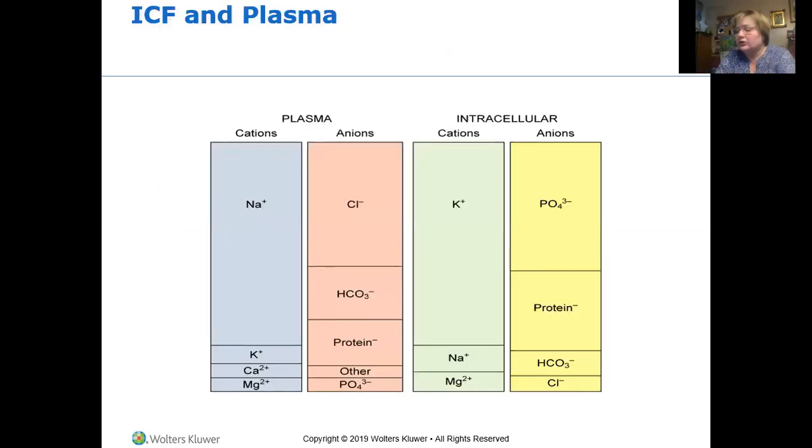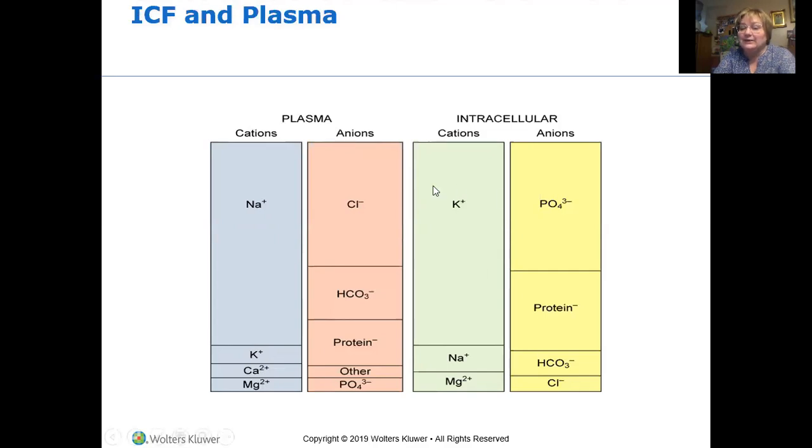And there's a picture similar to this in your book. It's a similar picture on page 1558. This is basically showing you outside of the cell. Remember, plasma is outside of the cell, but within the vascular system. So sodium is very prevalent. Again, 135 to 145 is normal. But my potassium level and my calcium level and my magnesium level are much lower. Calcium is 3.5 to 5.